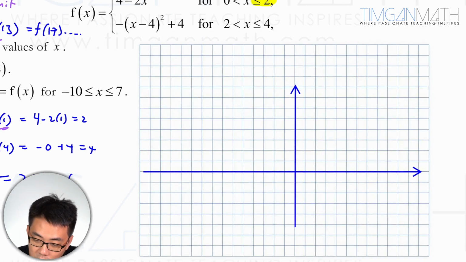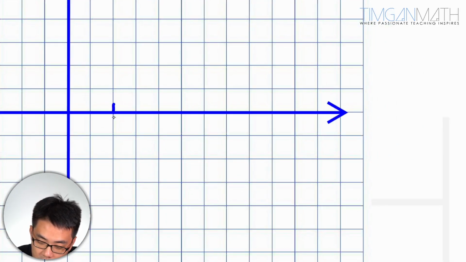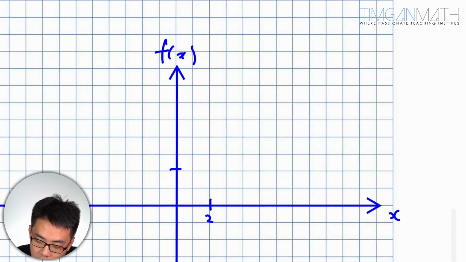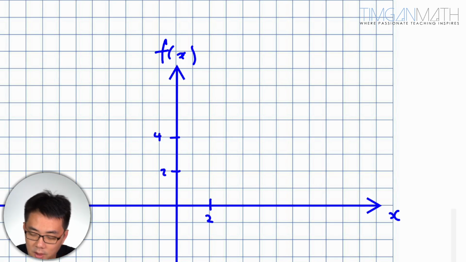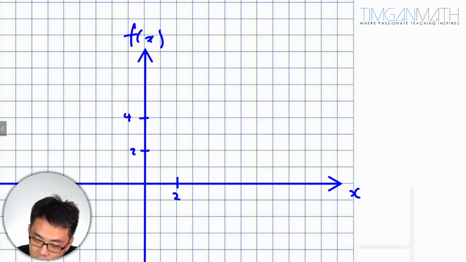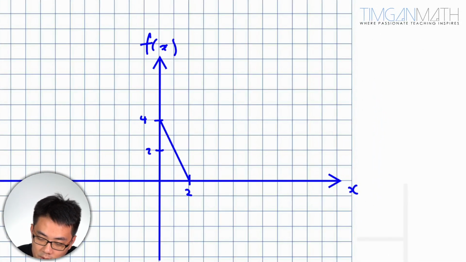So when you sketch it, 0 to 2, 4 minus 2x. So from 0 to 2, you draw this graph. 0 to 2 is here. This is f(x), this is x. I'm going to use this as 2. So from 0 to 2, you will have a straight line, just like that. Then you put an empty circle here, and you put a shaded one here if you want to. That will be better.